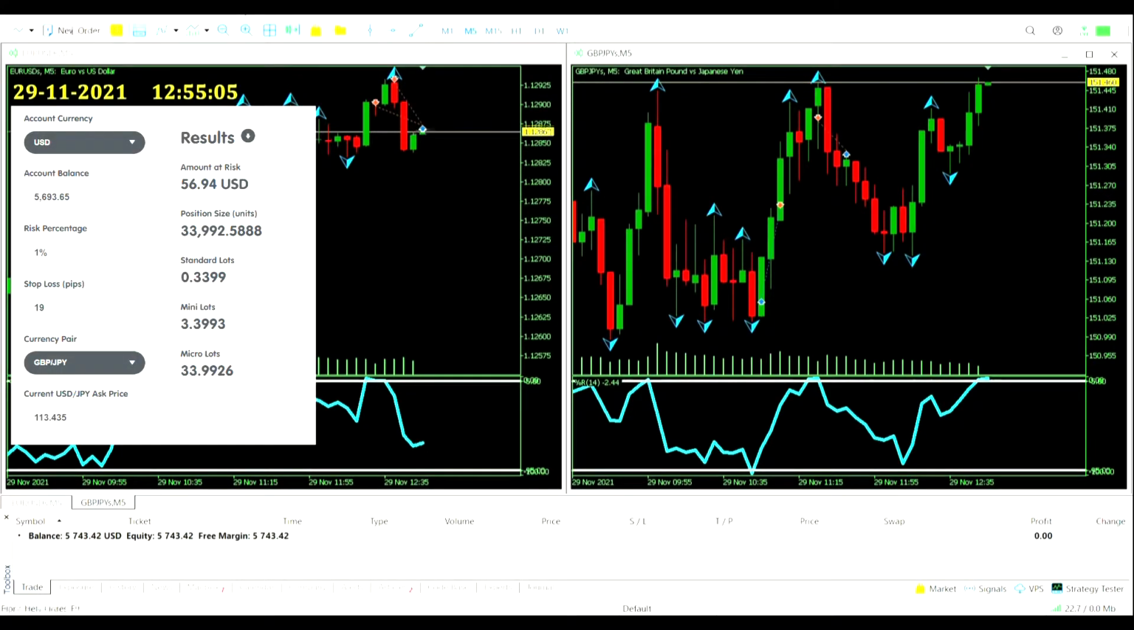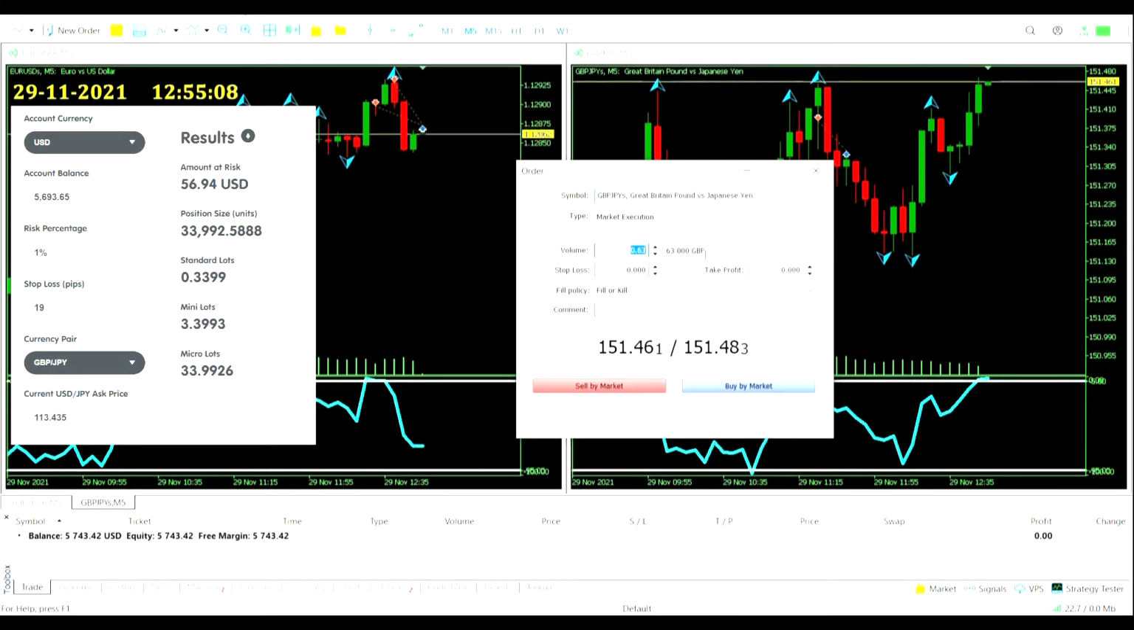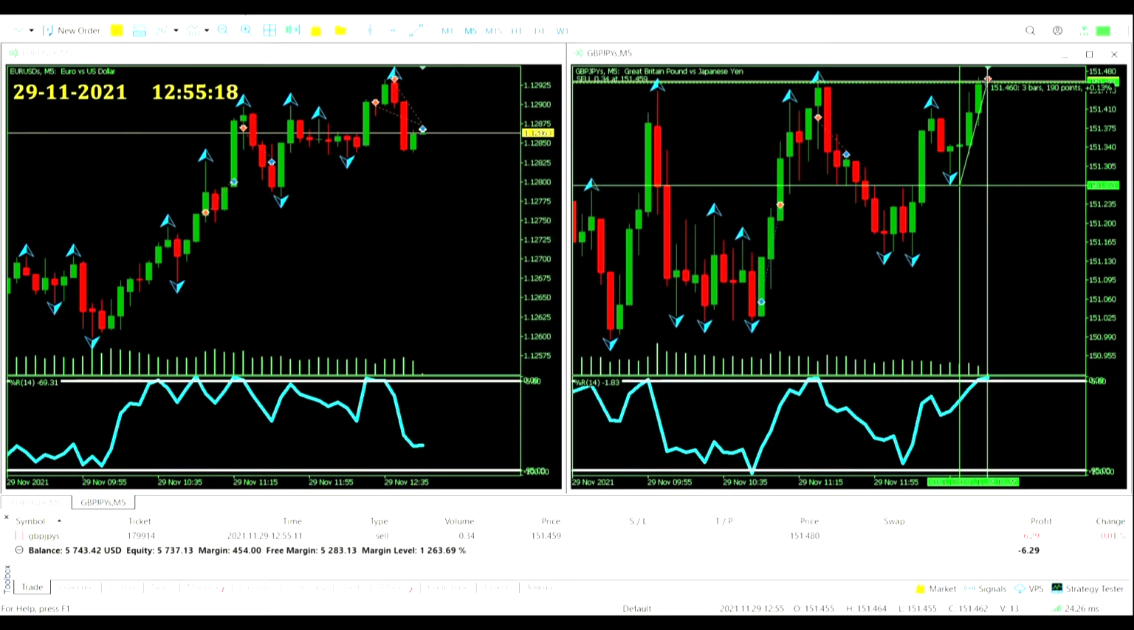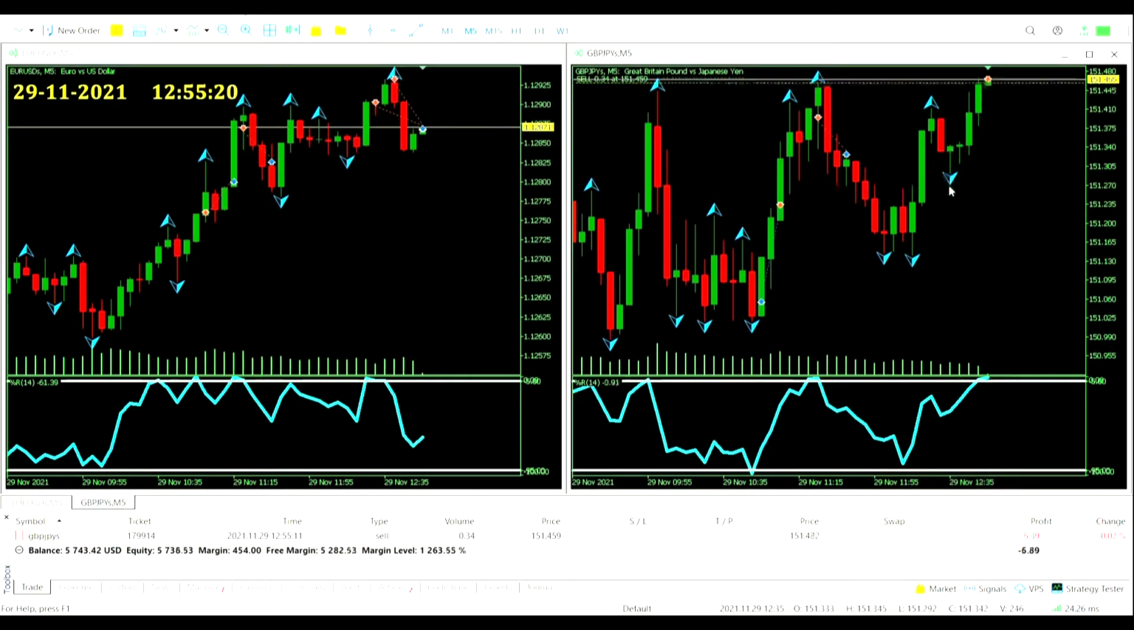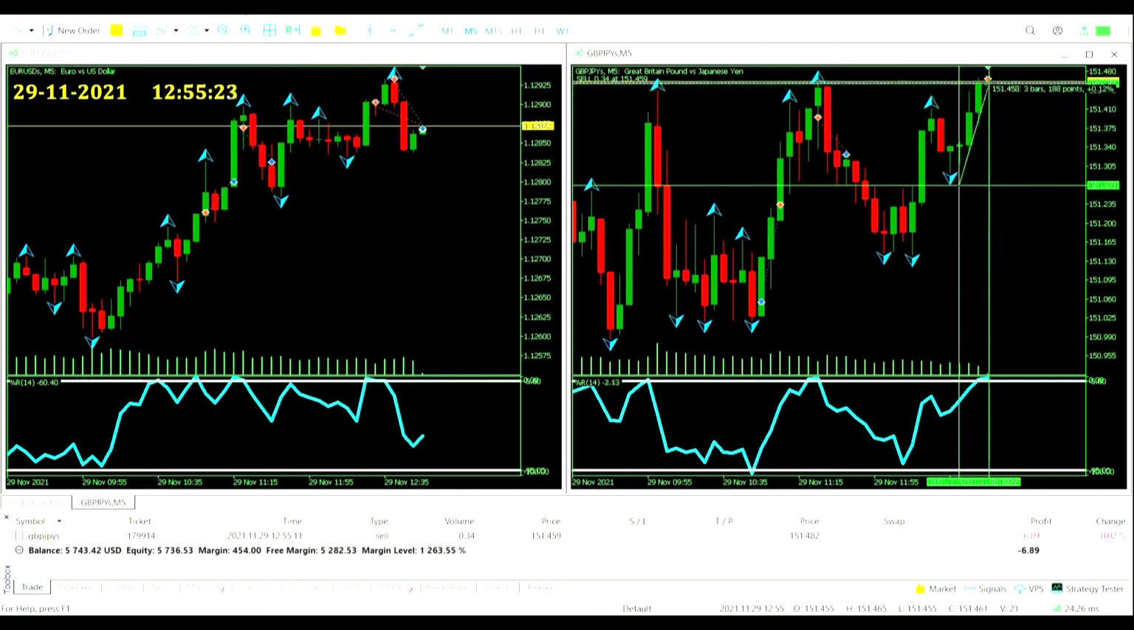Then let's go over to our pound yen. Open up a new order. You can see the risk on screen, of course. And this time, let's sell it off over here. That was the distance we measured out there from the previous bullish fractal. So 19 pips, not too shabby.